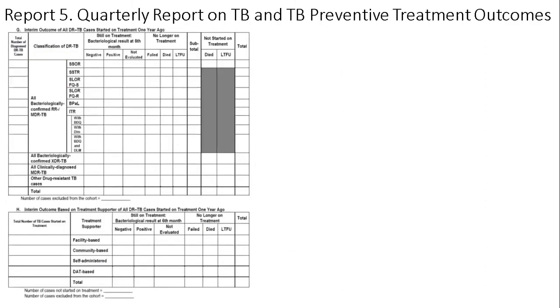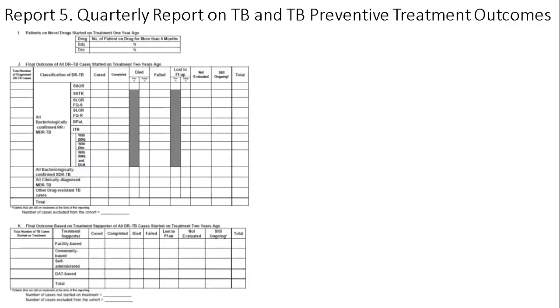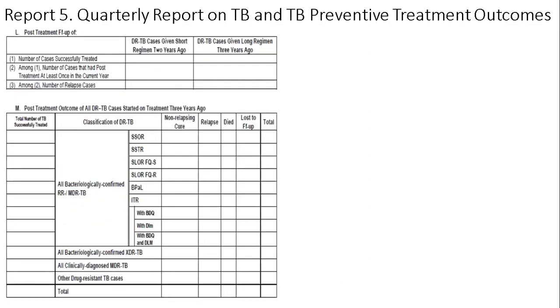Letter G, interim outcome of all DRTB cases diagnosed 1 year ago. Letter H, interim outcome based on treatment supporter, all DRTB cases started on treatment 1 year ago. Letter I, patients on novel drugs started on treatment 1 year ago. Letter J, final outcome of all DRTB cases diagnosed 2 years ago. Letter K, final outcome based on treatment supporter of all DRTB cases started on treatment 2 years ago. Letter L, post-treatment follow-up. Letter M, post-treatment outcome of all DRTB cases started on treatment 3 years ago.